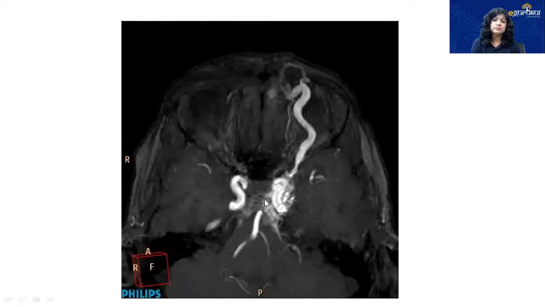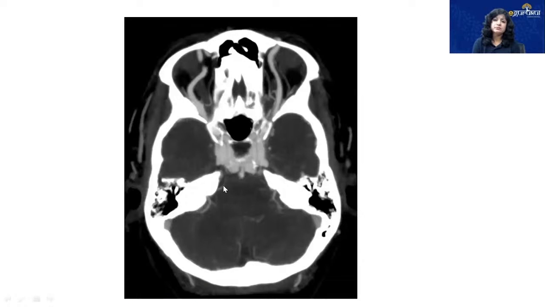If I show you another case, this is an MR where you could see some of the flow, the collateral channels over here. Along with that, you will see a markedly dilated superior ophthalmic vein on the left side. Another patient where you could see bilateral superior ophthalmic veins are dilated. So all these images are pointing towards a case of a carotid-cavernous fistula.